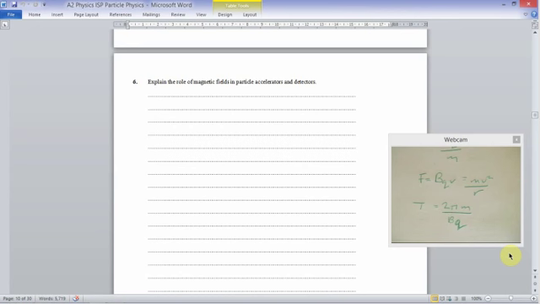So to quickly mention electric fields. Electric fields, remember, are used to accelerate in terms of velocity. Magnetic fields are used to accelerate in terms of direction.